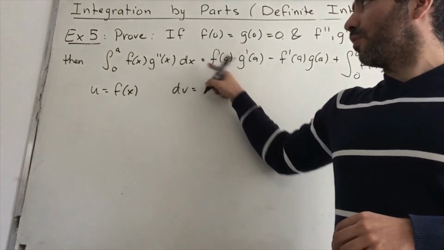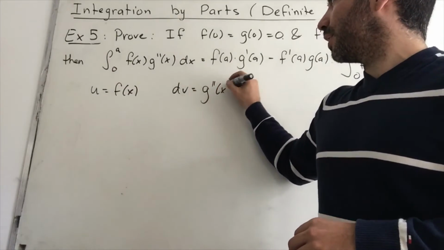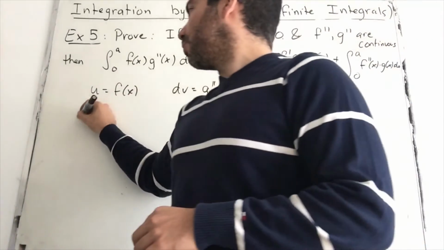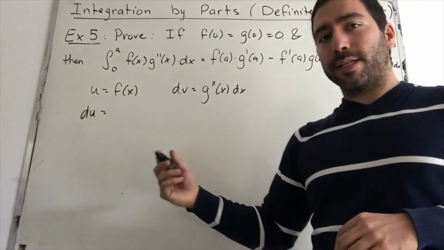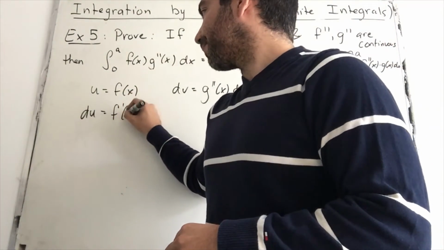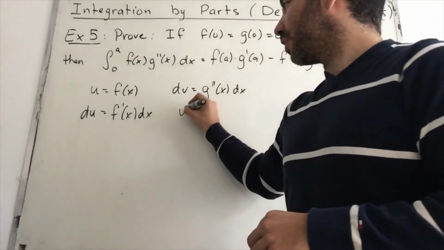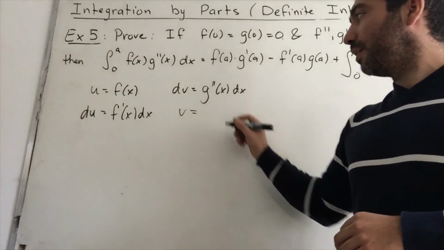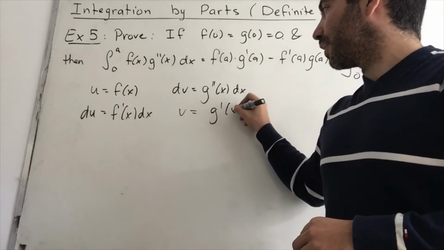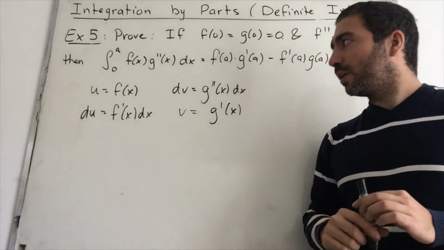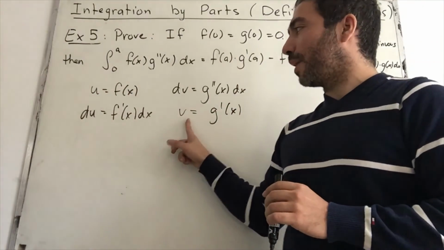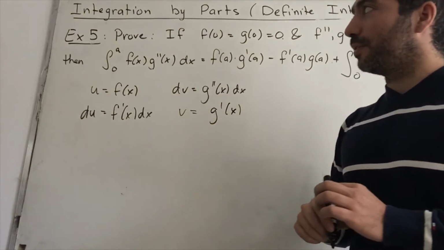dv equals what's left over, namely g double prime of x dx. We take the derivative of f with respect to x, giving us f prime of x dx, and the integral of dv giving us v, which is going to give us g prime of x. Okay, so now we do u times v minus the integral of v du. We apply our integration by parts.